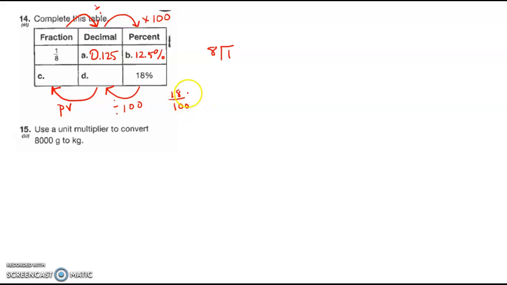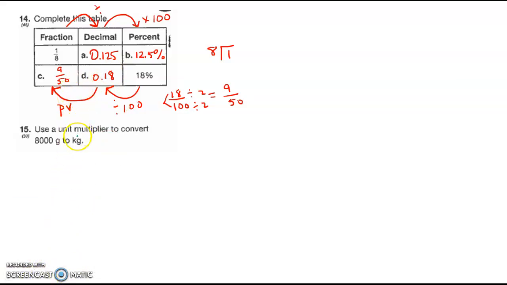Okay? Here, I know that 18% is 18 per 100. But I can't leave it like that. So I'm going to divide the top and the bottom by 2 to reduce. 18 divided by 2 is 9. 100 divided by 2 is 50. And that's as far as that's going to go. So I have 9 over 50. However, if I actually divide 18 by 100, I get 0.18.